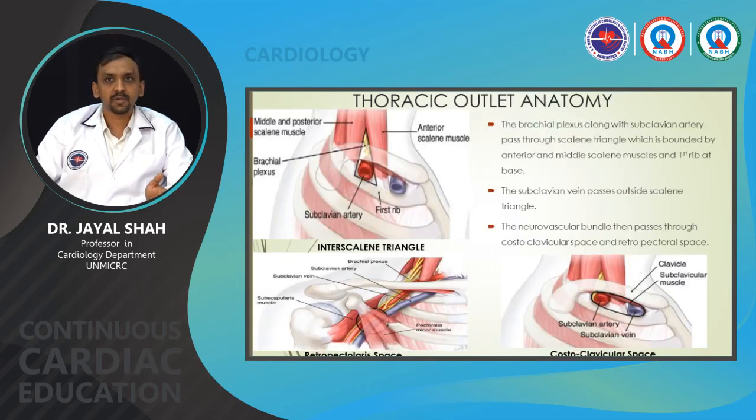The brachial plexus along with the subclavian artery pass through the interscalene triangle bounded by the anterior and the middle scalene muscles, and the subclavian vein passes outside the scalene triangle, while this neurovascular bundle then passes through the costoclavicular space and then through the retropectoral space to enter the upper extremities.